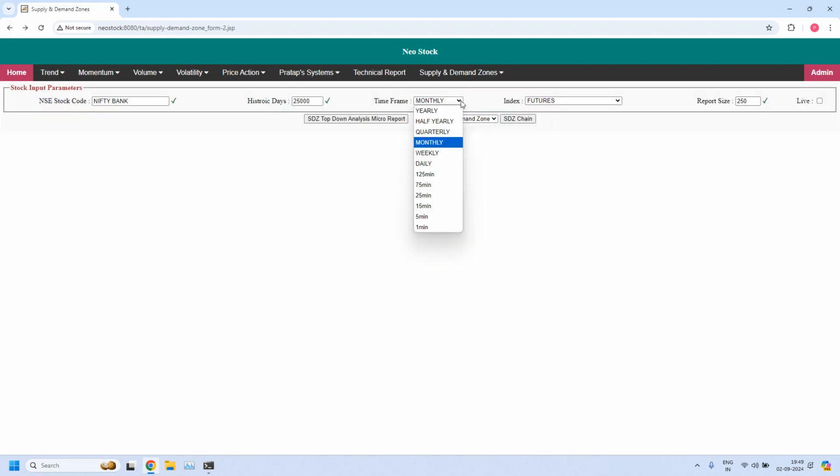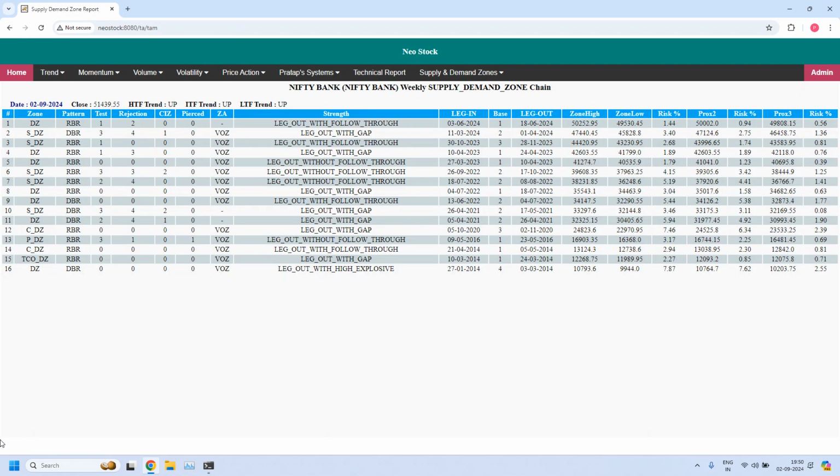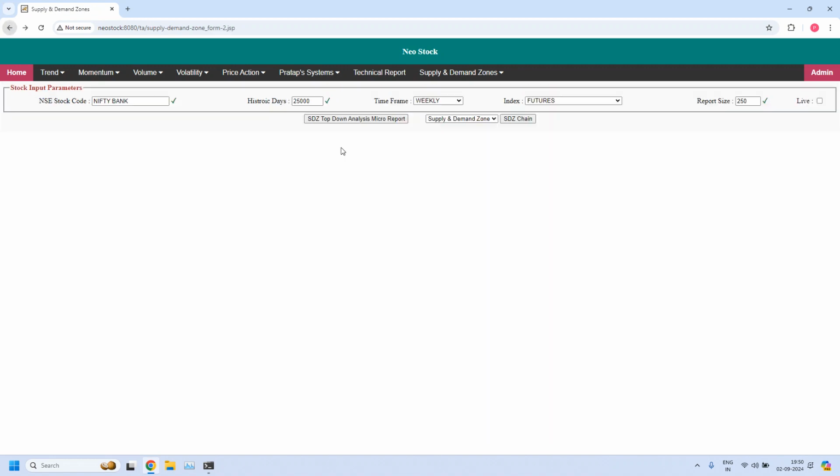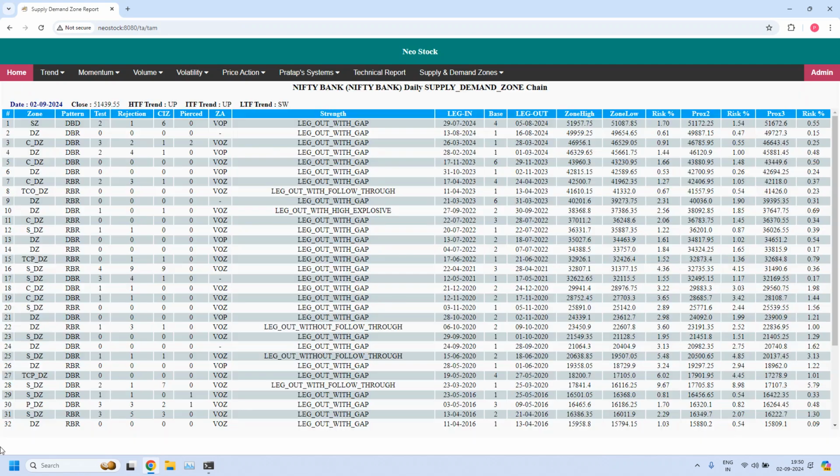Next time frame is weekly. I'm generating weekly supply demand zone chain for Bank Nifty. The next time frame is daily. I'm generating daily supply demand zone chain for Bank Nifty.